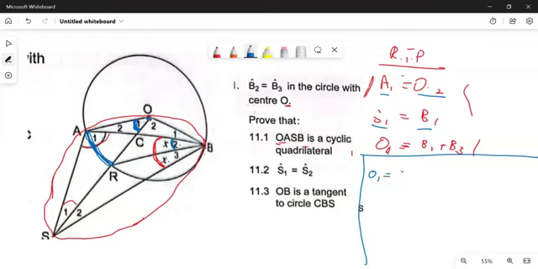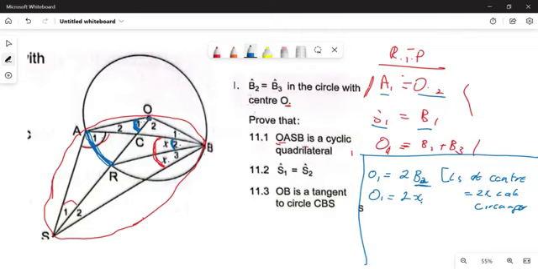So O1 is going to be equaling to 2 times B2. And then the reason that you're going to use here is that we have angle at center is going to be equaling to 2 times angle at circumference. Okay. Now we know what is B2. Look at what they told us. What is B2? X. So it means O1 is going to be equaling to 2X. Instead of B2, we're going to write what? 2X. Okay.